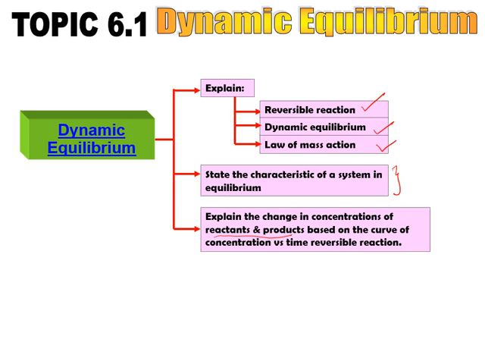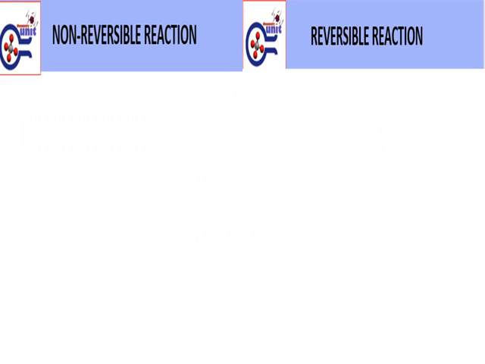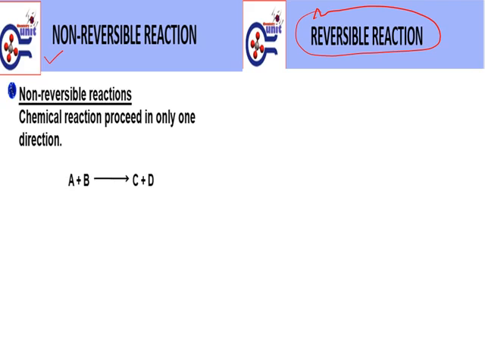Okay, so kita start dengan yang pertama. What is meant by the reversible reaction? Basically yang sebelum ni kita belajar adalah non-reversible reaction. Sebelum masuk topik 6 kita belajar semua adalah tindak balas tidak berbalik. Non-reversible reaction means the chemical reaction proceeds in only one direction, such as A reacts with B, produces C and D as the product.